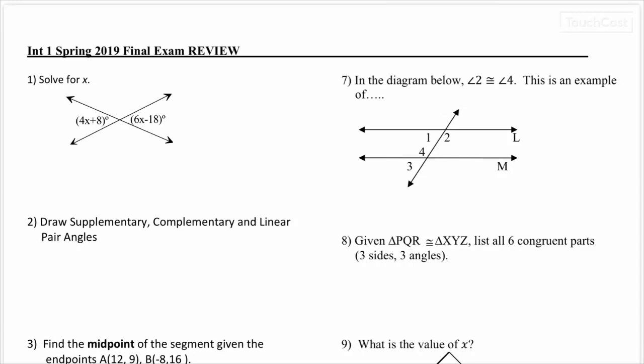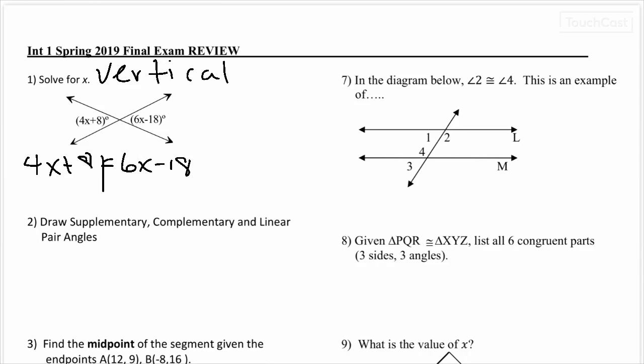Okay, so this is the final review. I'm going to try and teach you how to do it. These two angles for number 1 are vertical angles. So I'm going to write that down for you. So that makes them congruent, which means that they are equal. So I'll set them equal to each other, and then I'll start solving.